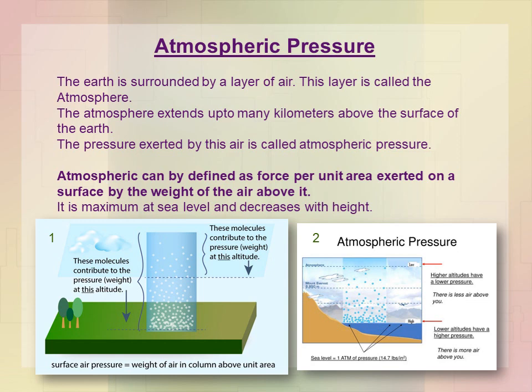Atmospheric pressure can also be defined as the force per unit area exerted on the surface by the weight of the air above it. It is maximum at sea level and decreases with height. You can see in picture number 2, at sea level the air pressure is higher. As we move above sea level, the air pressure gets lower and lower. So at high altitude there is lower air pressure.